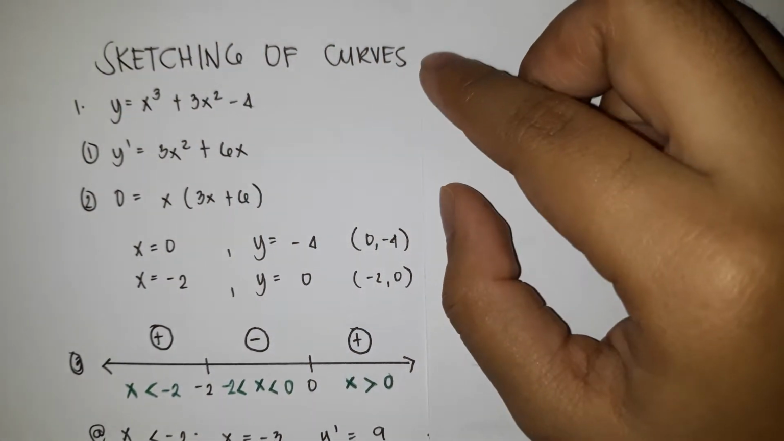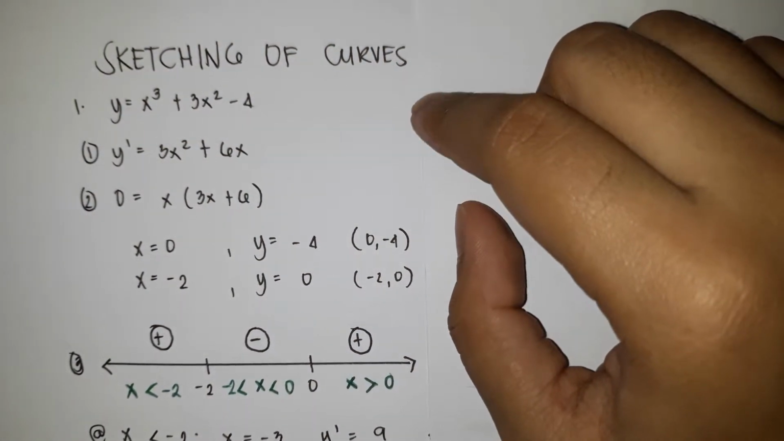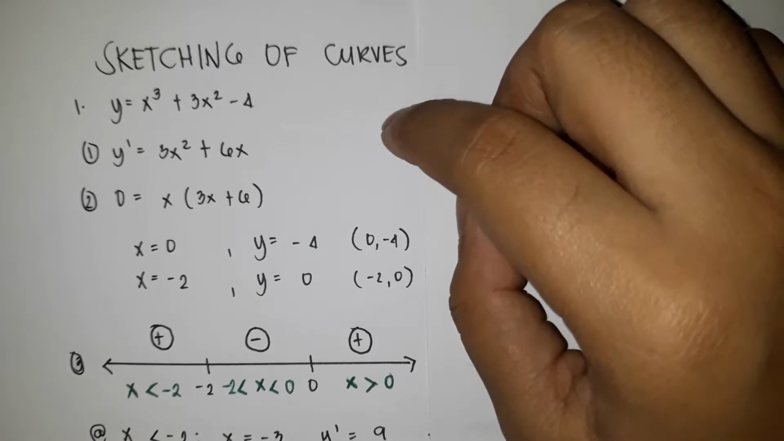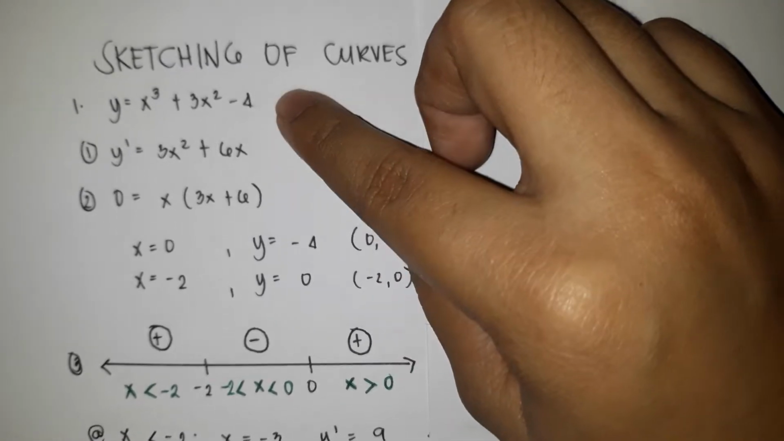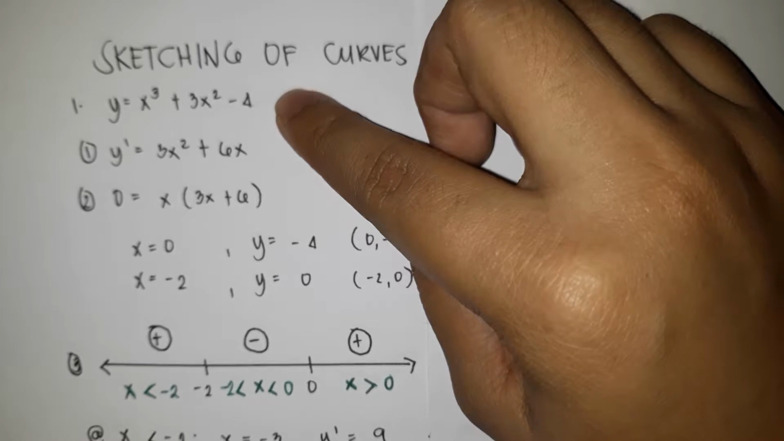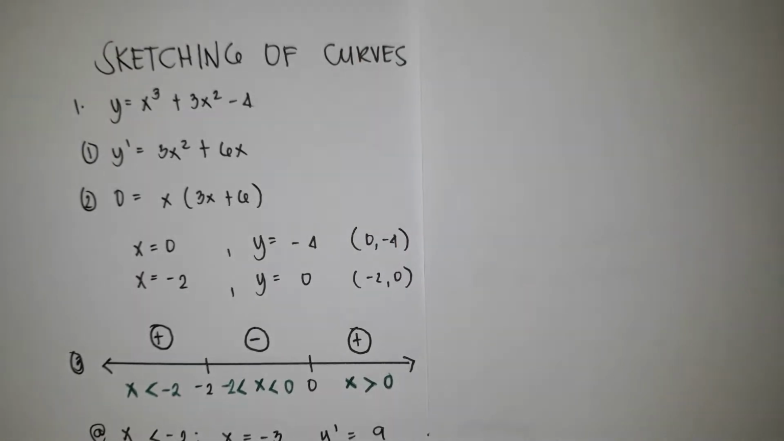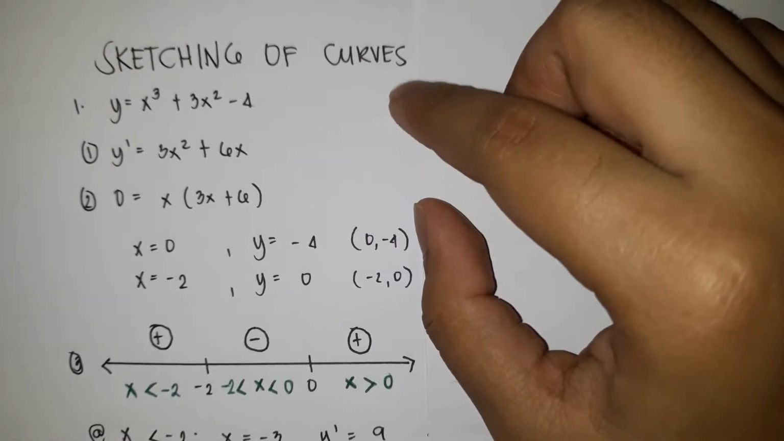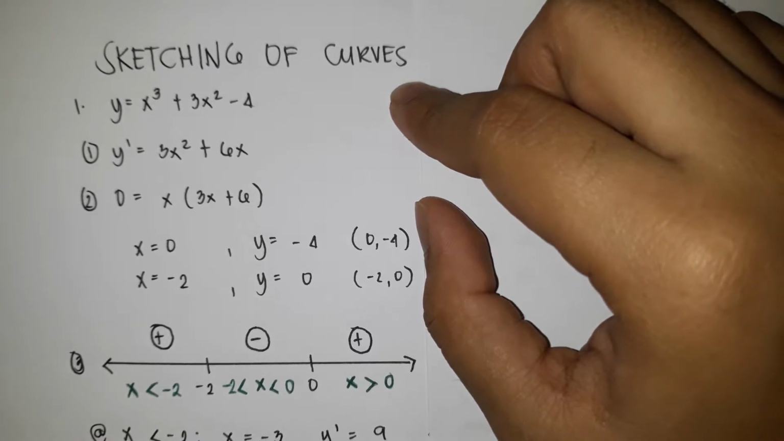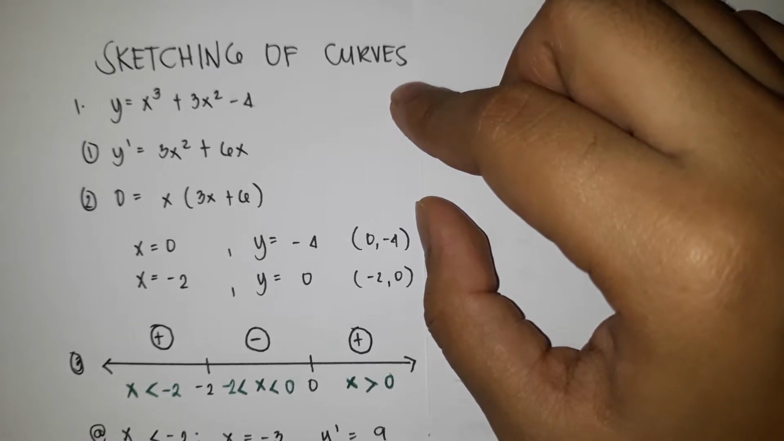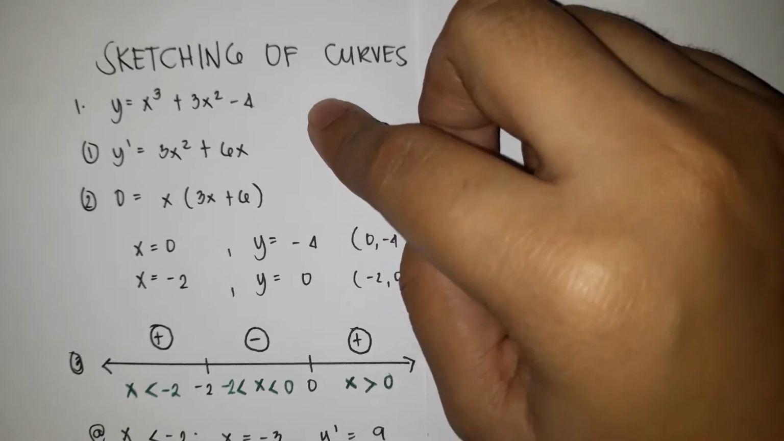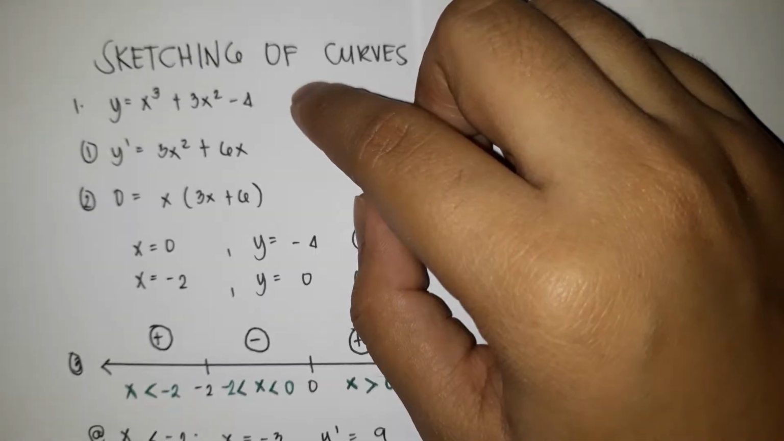Good day guys, so today I'm going to show you how to sketch a curve. We are given the function y is equal to x cubed plus 3x squared minus 4. In sketching a curve, we must use the first derivative test. So the first step is to derive the given function.